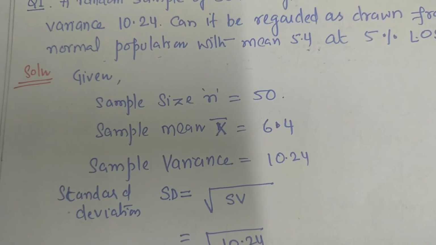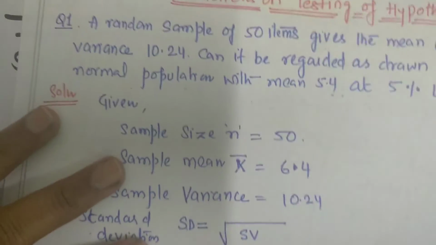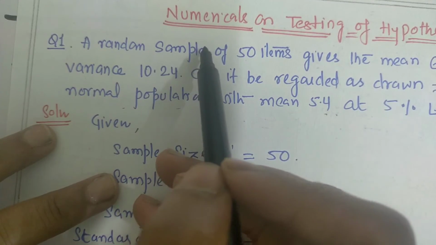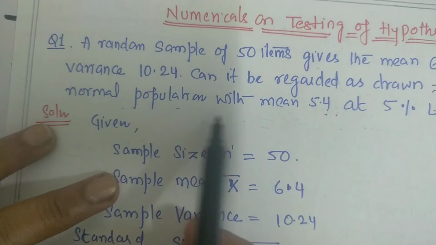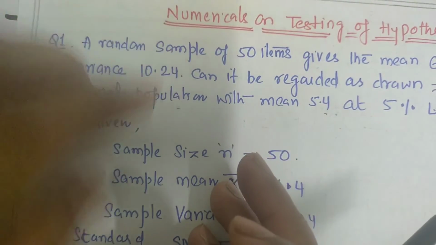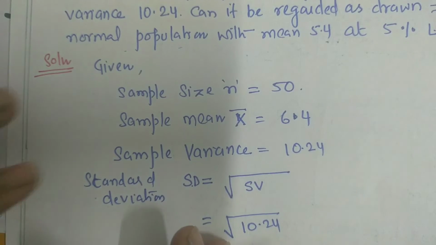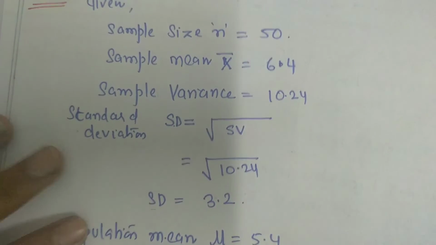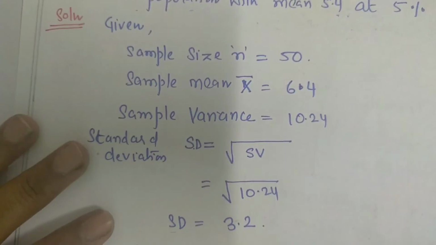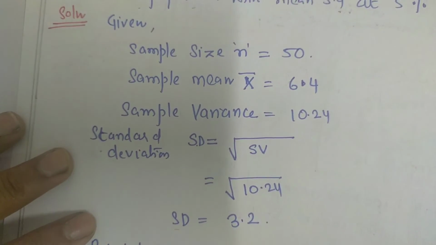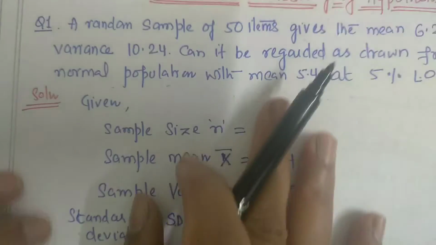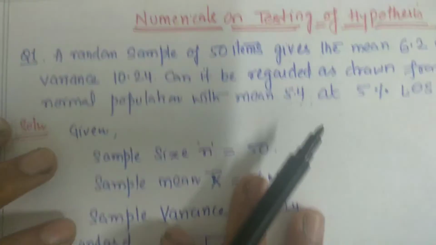Okay, what they are trying to say is, can you prove that whatever sample we have taken is taken from the population only? Whether the sample and population are the same or not, that we have to prove. So first, you have to write whatever the given values are. Here the sample size n is 50, okay, 50 items we have taken.